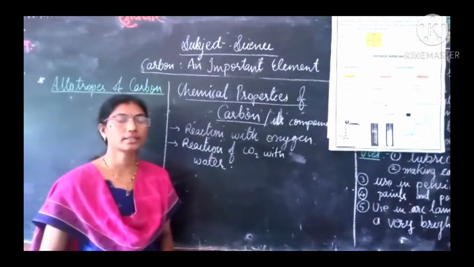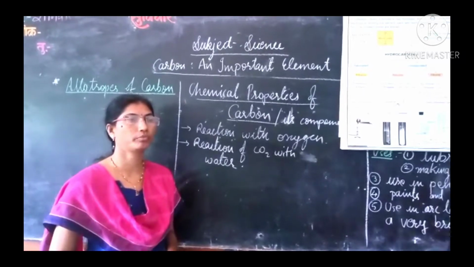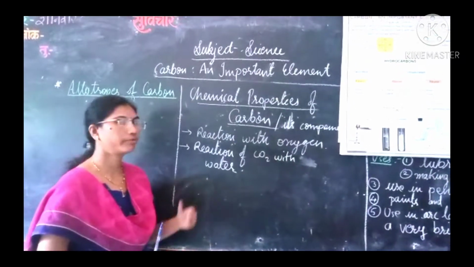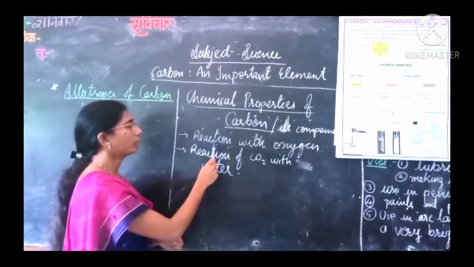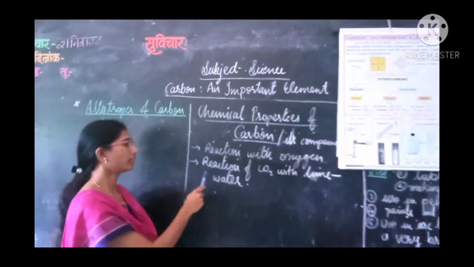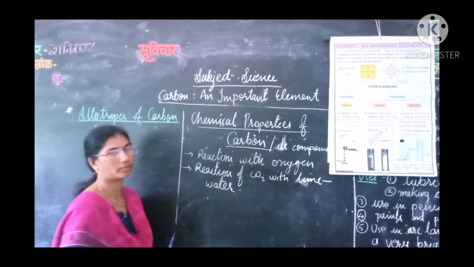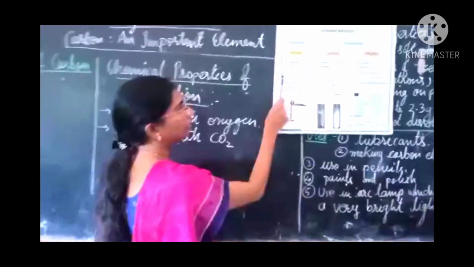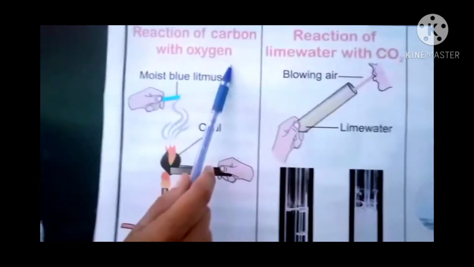Now students, let's see some chemical properties of carbon and its compound. In the syllabus, there are a few chemical reactions. These are the reaction of carbon with oxygen, and another is the reaction of carbon dioxide gas with lime water. Let's see. So the first is the reaction of carbon with oxygen.